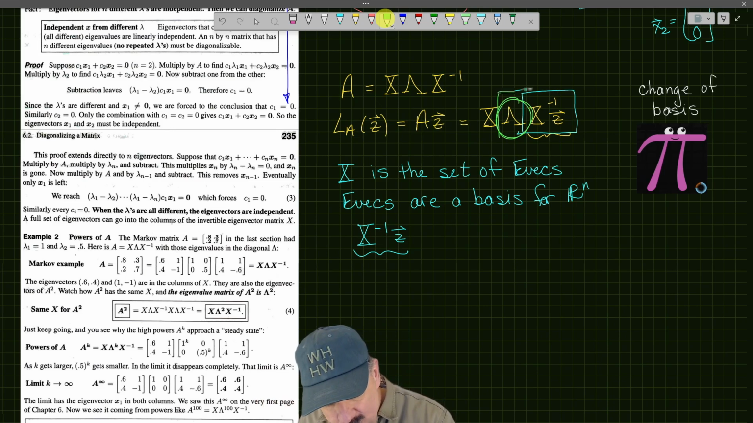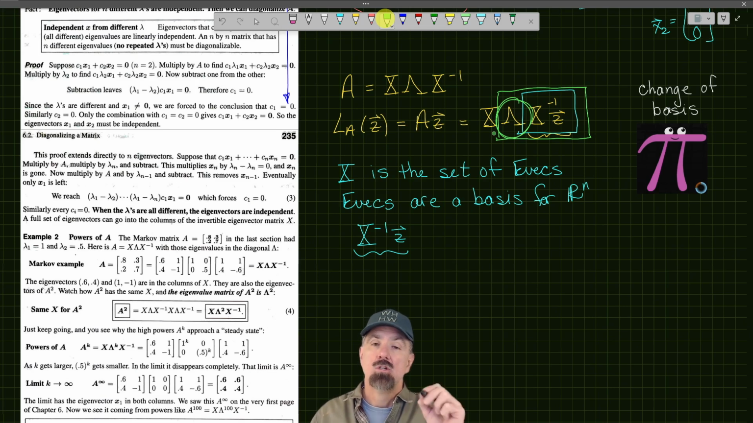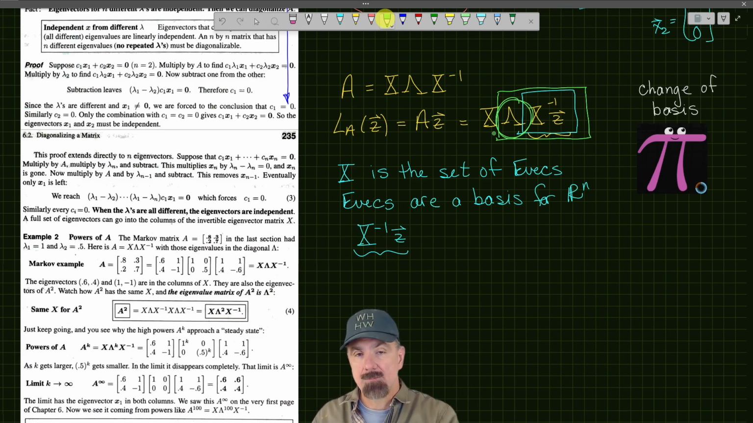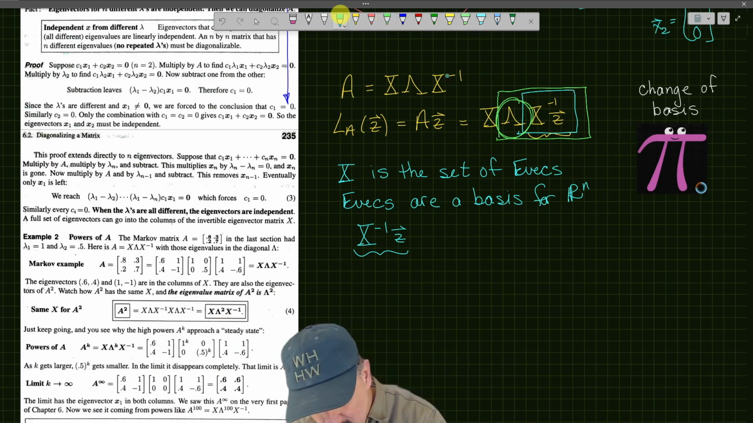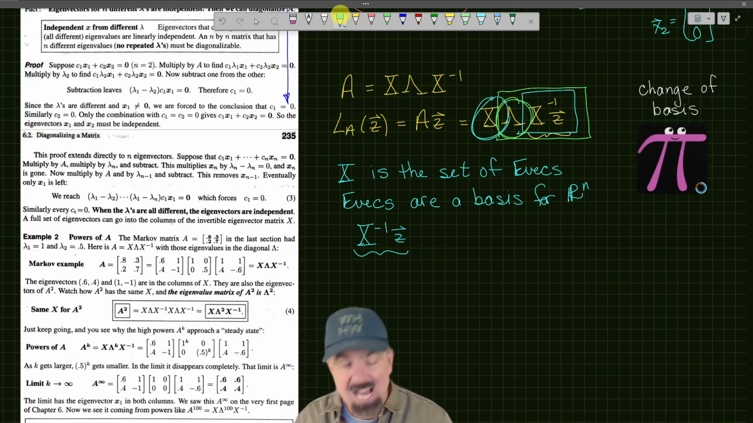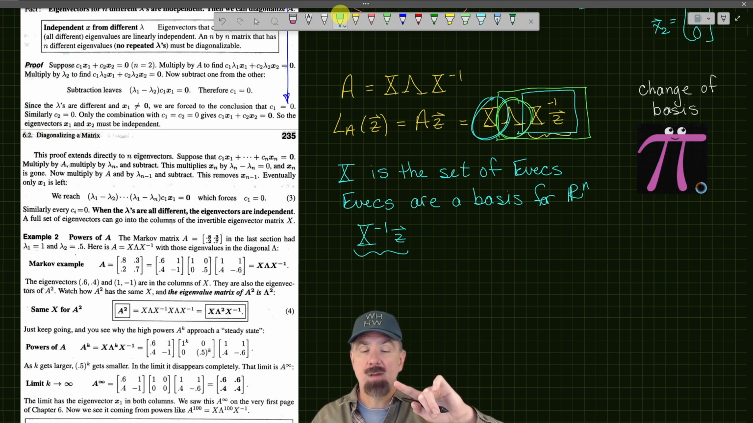Once we get done with this step, we have applied the action of A to our vector z, but we've done it in the eigenvector basis. And so what we need is to transition back from the eigenvector basis to the standard basis. And that's what our last operation here is doing. This last multiplication by X is taking our vector z, which we have done the action of A on, and bringing it back into the standard basis.